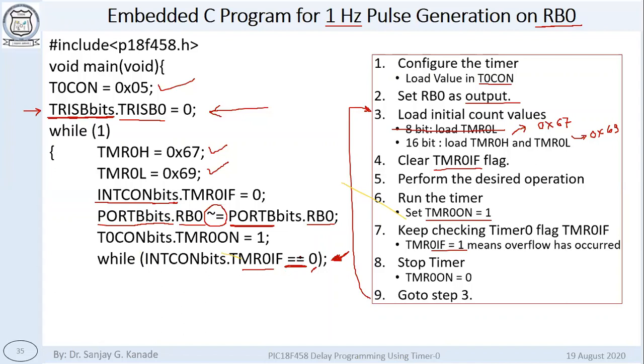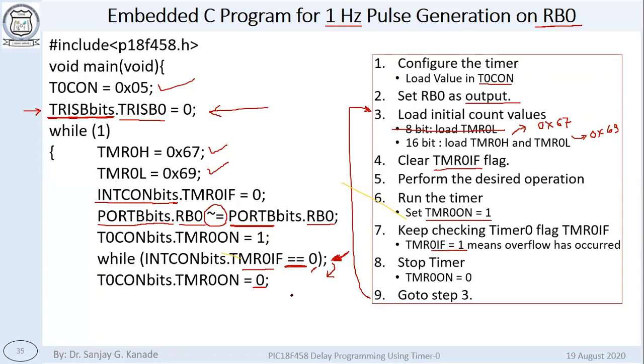When this particular condition becomes false, meaning when this TMR0IF flag becomes 1, the condition will become false, and that's when it will exit the while loop and go to the next statement. And that next statement, as written here in step 8, is to stop the timer. So again here T0CONbits.TMR0ON equal to 0. When we make the TMR0ON bit 0, the timer will stop. When we make it 1, as here, the timer starts, right?